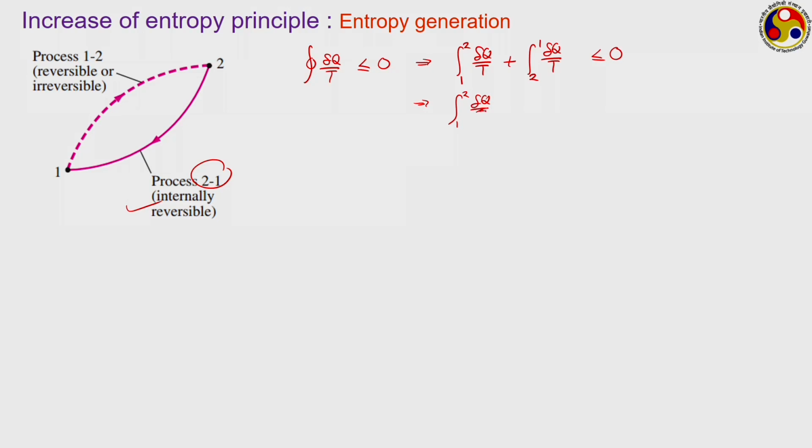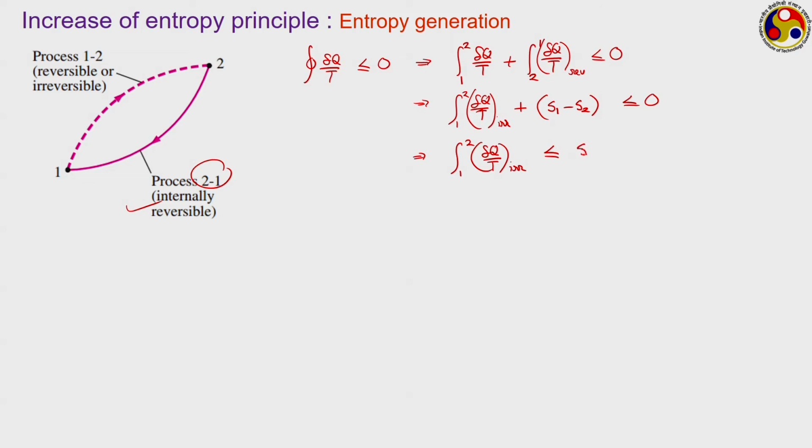del q by t, which let us consider to be an irreversible one, and this is a reversible one. So, during which, as it is a reversible process, we can directly relate this one to the change in entropy, and we can directly write this one to be S1 minus S2, it has to be less than or equal to 0. That is, now integral 1 to 2 del q by t for this irreversible path.